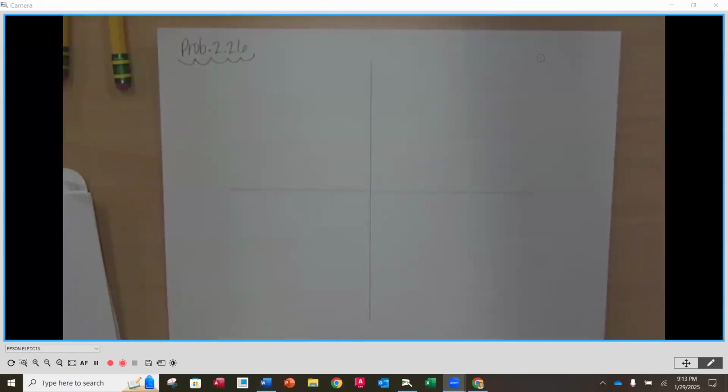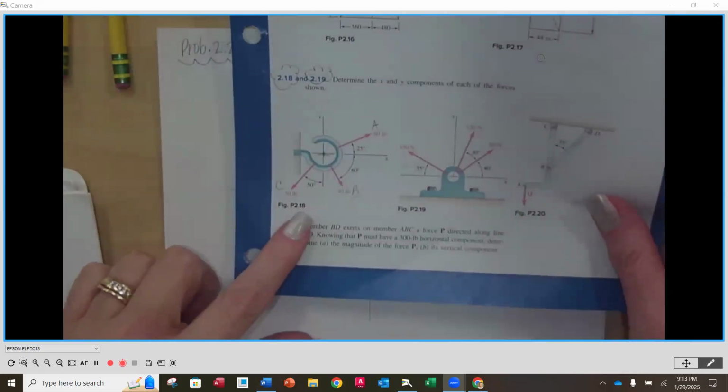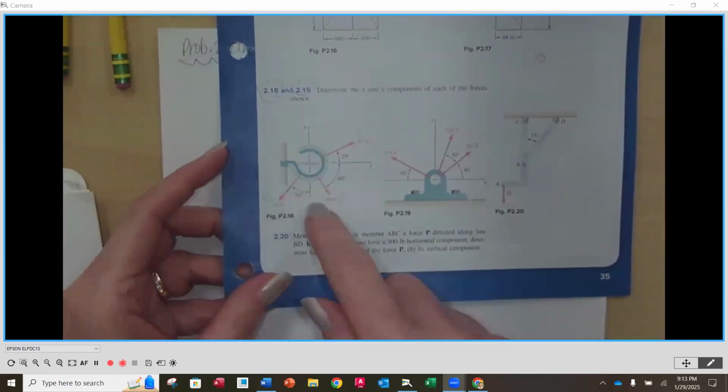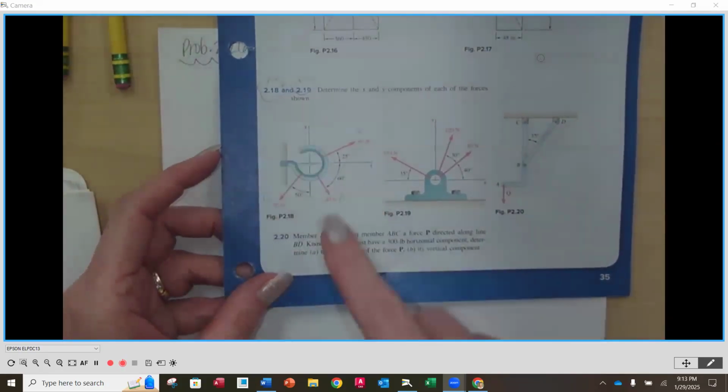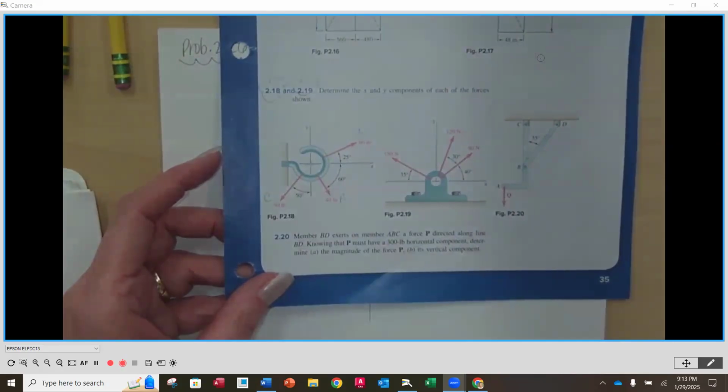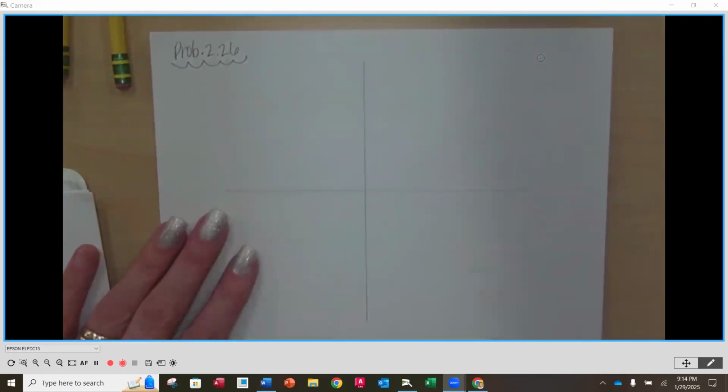Okay, we're going to take a look at problem 226, which actually uses the illustration from 218, which is on page 35. So we're going to start by drawing a diagram of the area of the forces that are identified here, and they're going to have their common point in the middle here at the 0, 0 of the X and the Y. So what I've done is I've gone ahead and I've drawn my X and Y coordinates here.